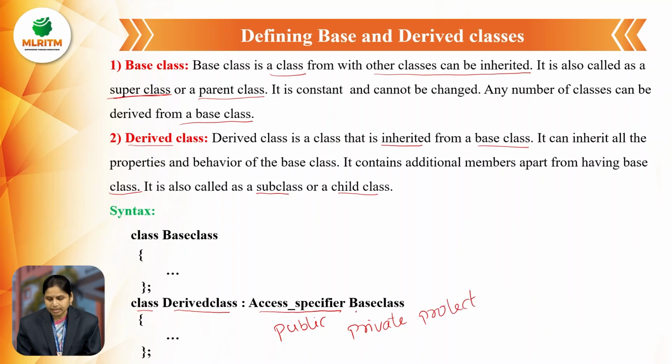Next, the base class. Here the base class is the parent class and the derived class is the child class. The child is inherited from the parent class. The child class is derived from the base class. Okay, now this is the syntax for base class and derived classes.